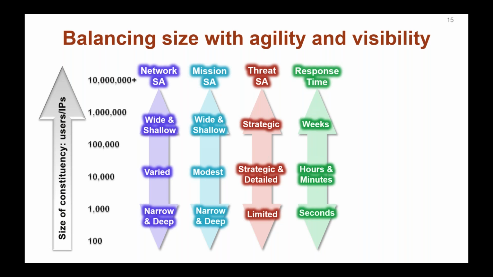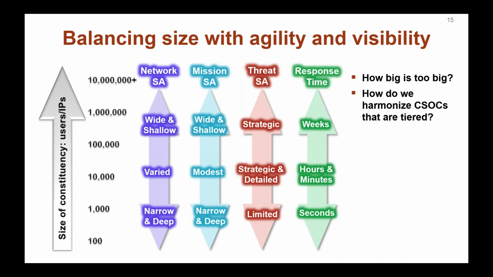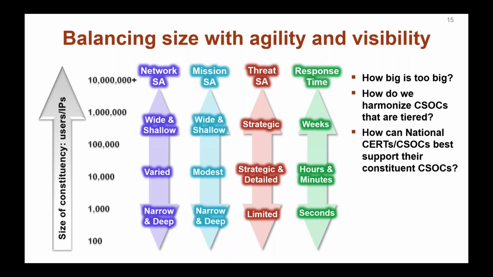In addition to that, our response time tends to vary as well. So the question is for different SOCs, particularly whether they're coordinating national SOCs, large government SOCs, multinational corporation coordinating SOCs, or whether they're folks smaller, how are they gonna do this? How big is too big? How do we harmonize situations when SOCs are tiered, particularly, again, in areas like the government? How can national CERTs or CSOCs or CERTs, whatever you're calling them, best support their constituents? How do they do things differently than their constituents?